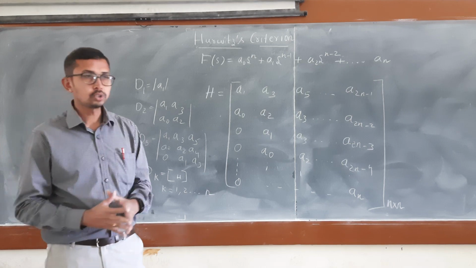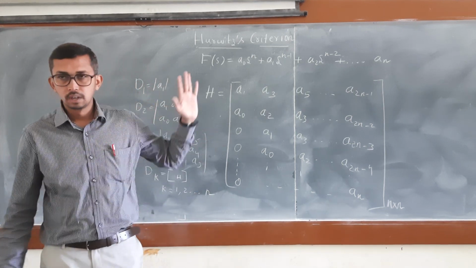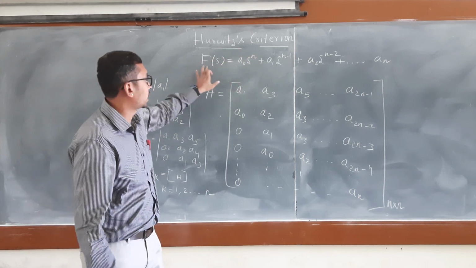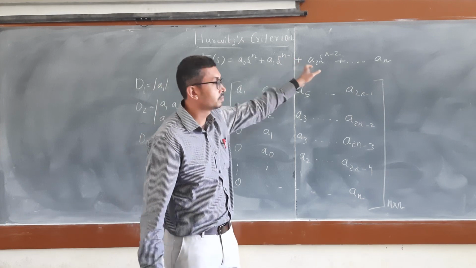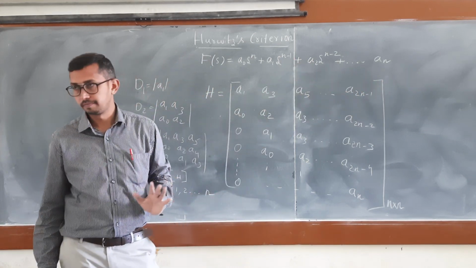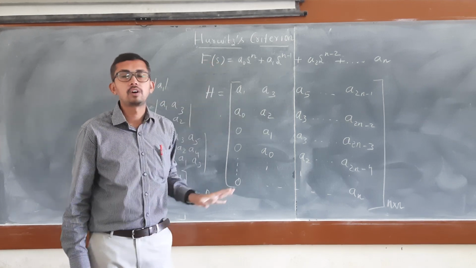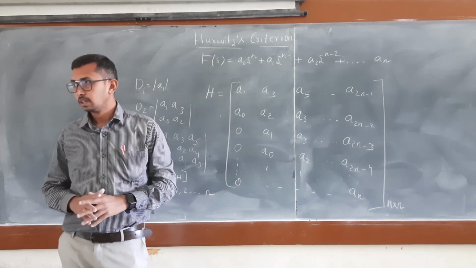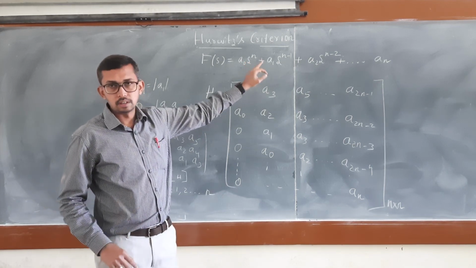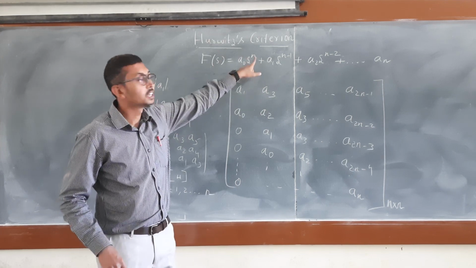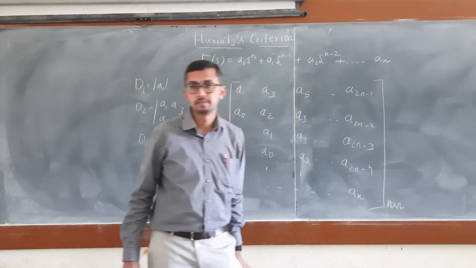As I told, to find out the stability of the system, we are going to consider the characteristic equation, a0 s to the power of n, a1 s to the power of n minus 1, up to an. Now this characteristic equation we are going to write in the form of a matrix. What is the highest power? N, right? So s to the power of n, the power is n. So I need to form a matrix of n cross n.